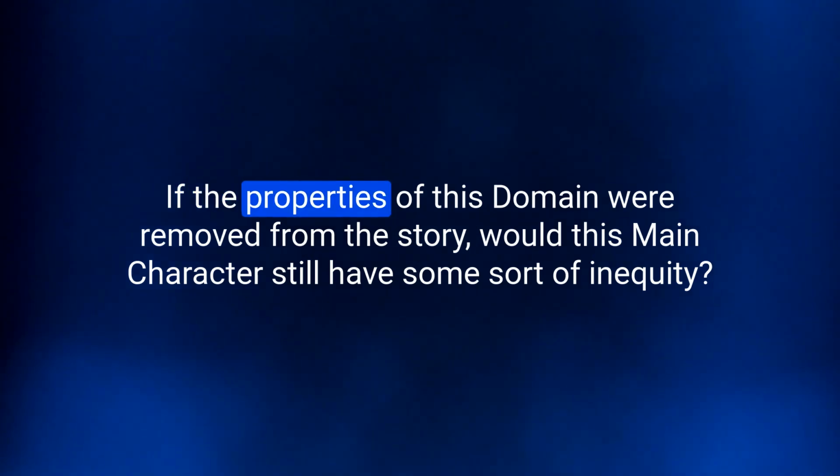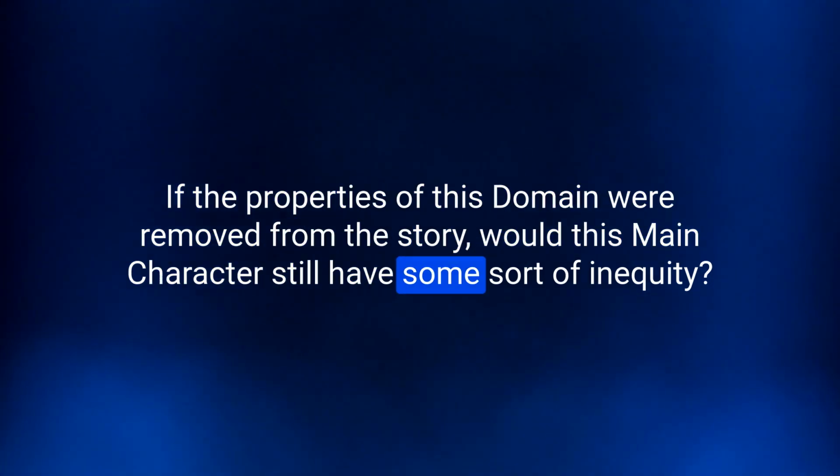As I mentioned in the previous video on the Objective Story Throughline, there's a question that you can ask yourself to make sure that you're identifying the right source of conflict for the different throughlines. And the question is this: if you think this is where the source of conflict in your main character throughline lies, ask yourself, if the properties of this domain were removed from the story, would this main character still have some sort of inequity? Would there still be a problem? If the answer is yes, then you probably haven't correctly identified it yet. If the answer is no, then congratulations, you've successfully identified the source of conflict.